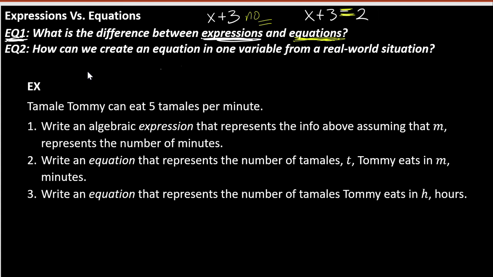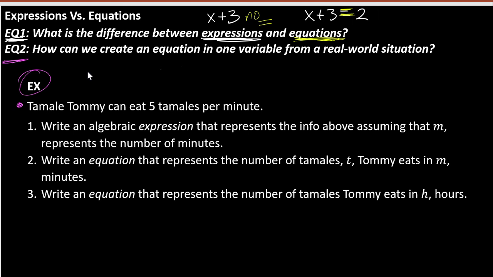All right, so on to EQ2. How can we create an equation in one variable from a real world situation? I have, however remarkably stupid of a situation, an example that we can use to make a one variable equation from. So here's the situation. Tamale Tommy can eat 5 tamales per minute.